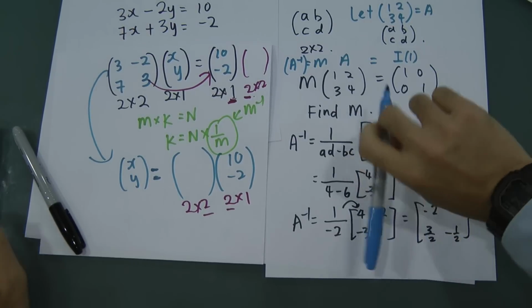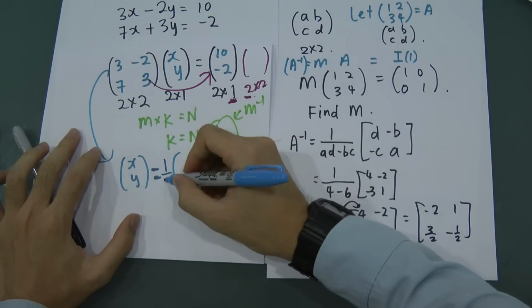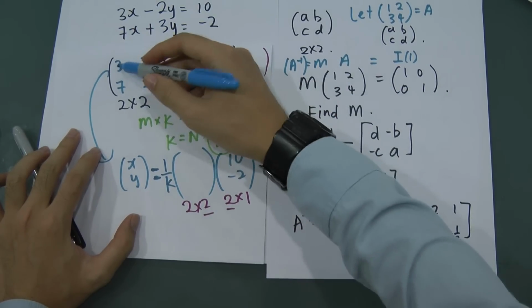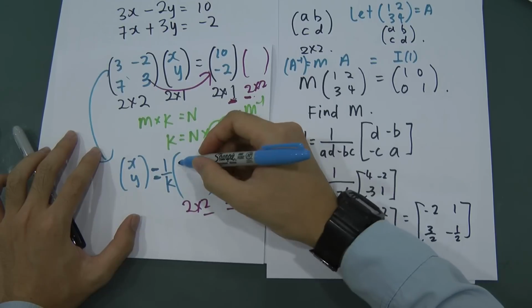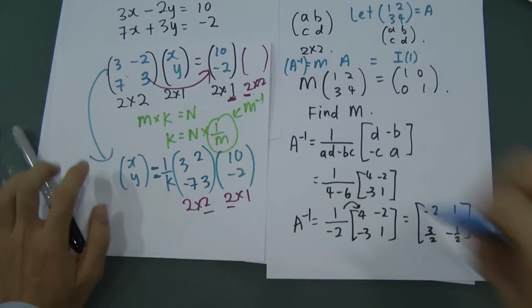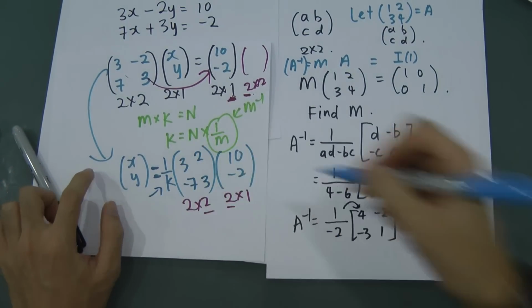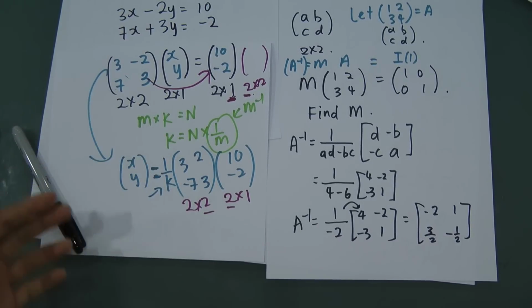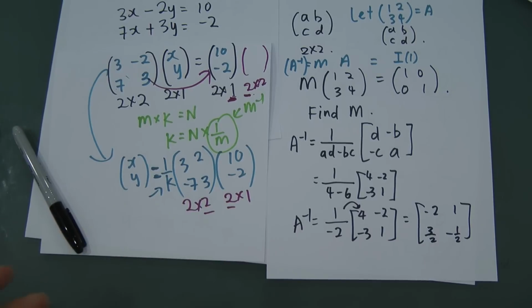So therefore you will get 1 over k. This one is AD minus BC. Later you solve yourself. And then for the inverse, these two have to change place, and then these two have to add negative. Of course, k is actually AD minus BC. Then you just multiply in, you can find 2 values and then you solve it. This is how to solve the simultaneous linear equation in matrix form.